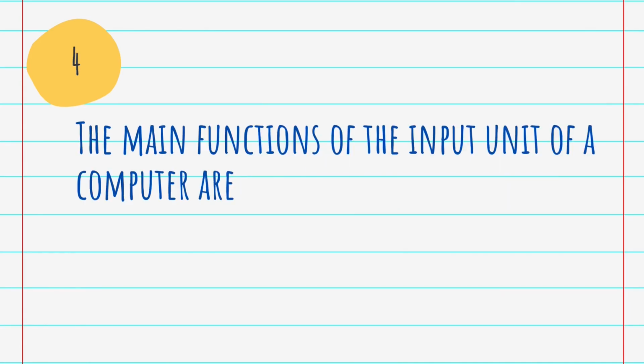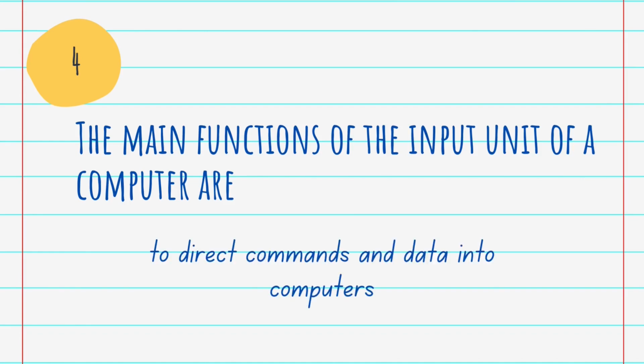Okay. Question number 4. The main function of the input unit of a computer is. Answer is to direct commands and data into the computer. Input units or devices are generally used for feeding data and instructions into the computer system. Keyboard, mouse, digital camera or joystick, all are input units which feed the data onto the computer system for processing.